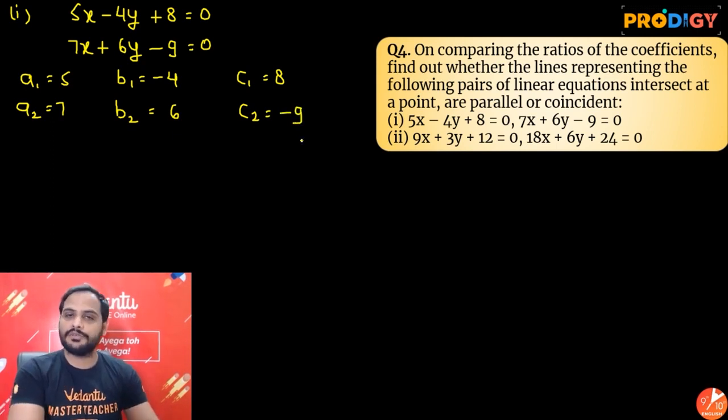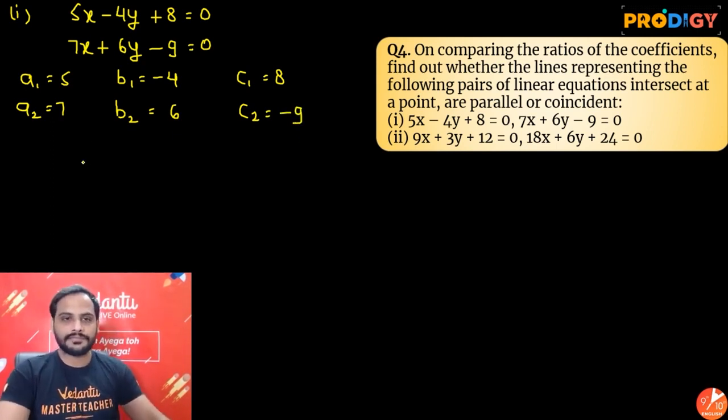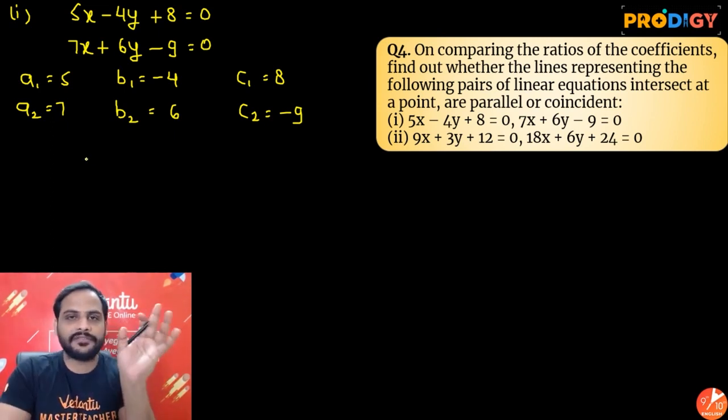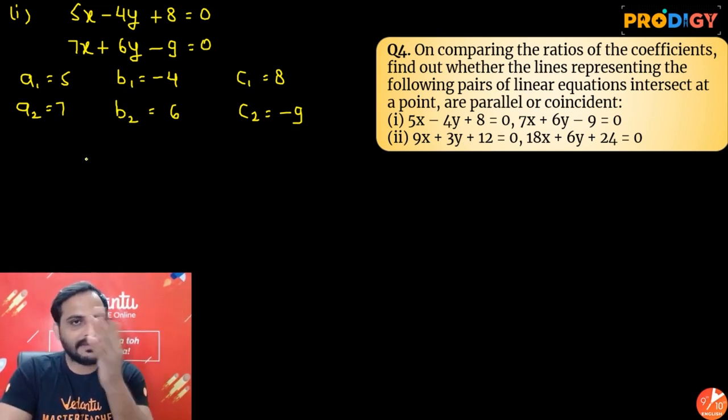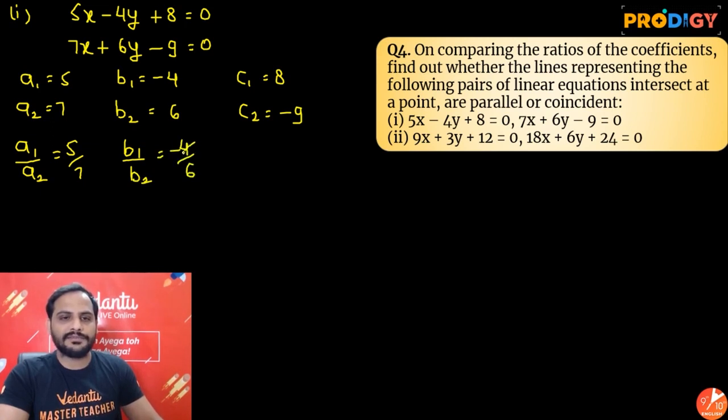a1, b1, c1, a2, b2, c2, we have got the values. All right beta, the first thing I have told you is, first find out the value of a1 by a2 and b1 by b2. We don't care about c1 by c2 at the starting. So first I will see a1 by a2 is equal to 5 by 7. b1 by b2 is minus 4 by 6, which means minus 2 by 3.